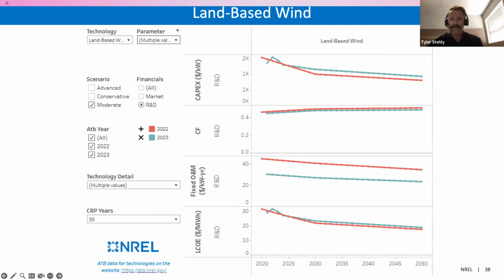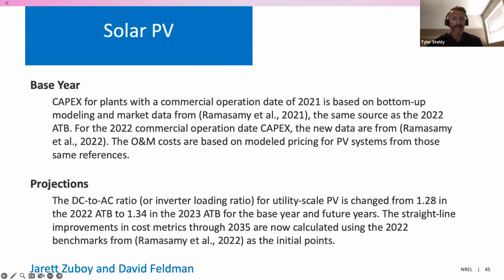So I think that's it for the land-based wind updates on my end. I think I'll pass it over to Jared to cover solar PV. Thank you.